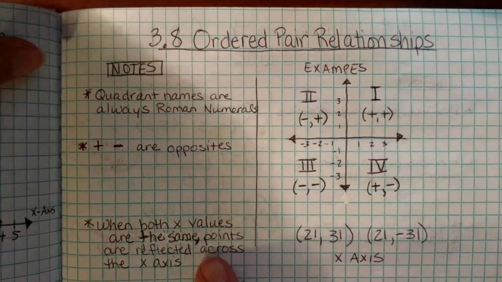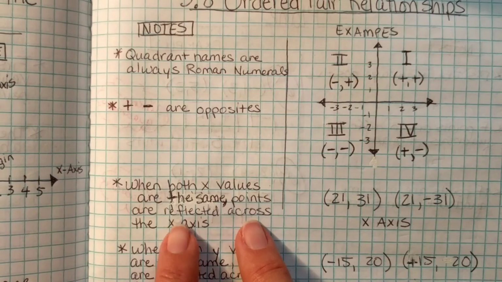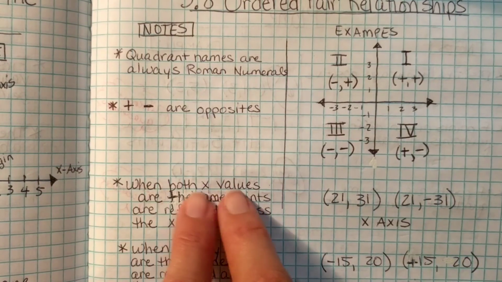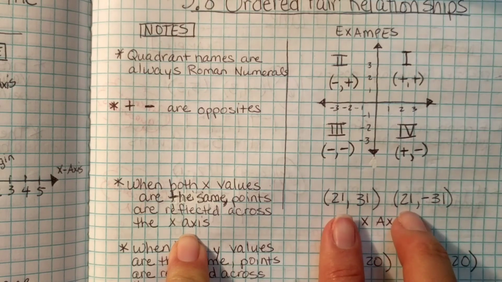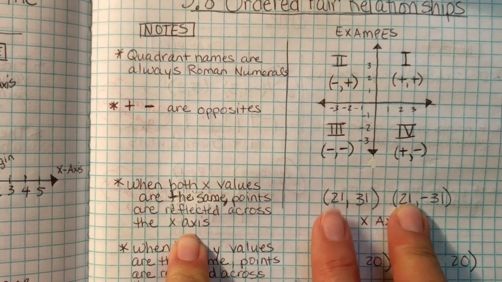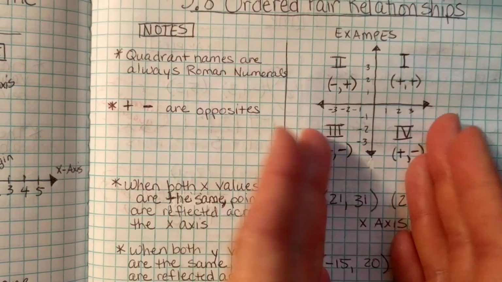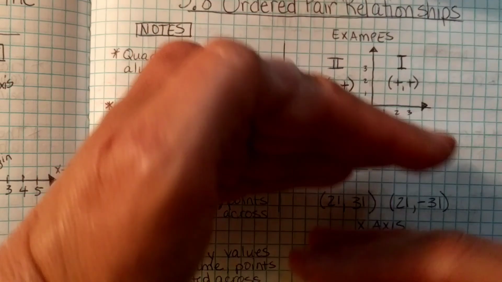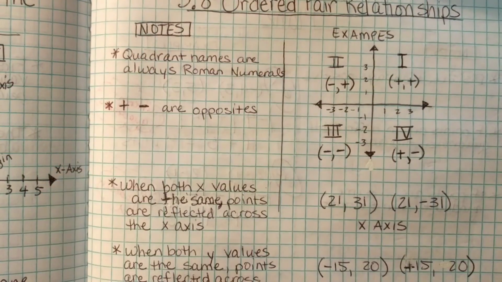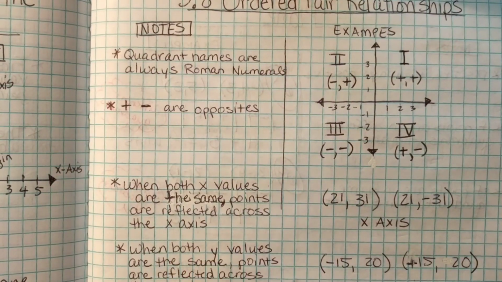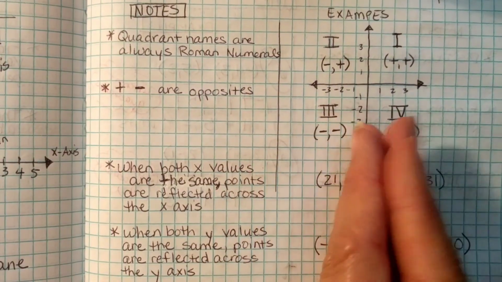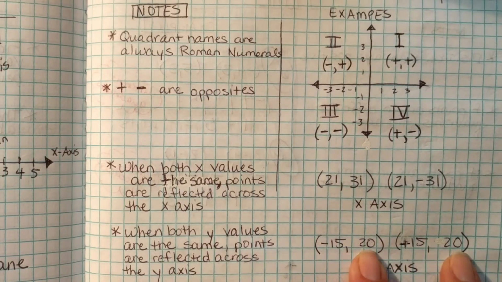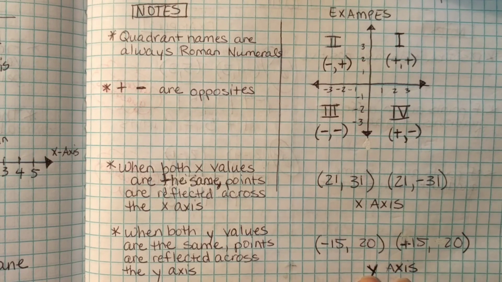When both x values are the same, points are reflected across the x-axis. So if they're both positive, or both the same, or both negative, it's being reflected across the x-axis. When both y values are the same, the points are reflected across the y-axis. And here we have positive 20 and positive 20, therefore it would be reflected across the y-axis. All right.